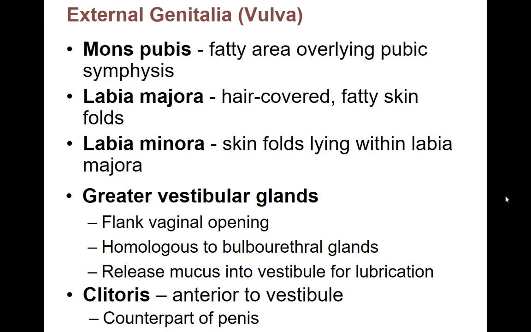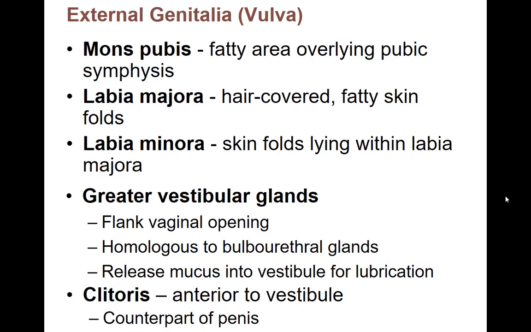One thing we didn't talk about in lab is that sitting inside the labia minora, we have the greater vestibular glands. They're on either side of the vagina. They're glands, so they're going to make something. They make a secretion that's similar to what the bulbourethral gland does. It's for lubrication. It's also slightly alkaline to neutralize any acidic urine that might be there.